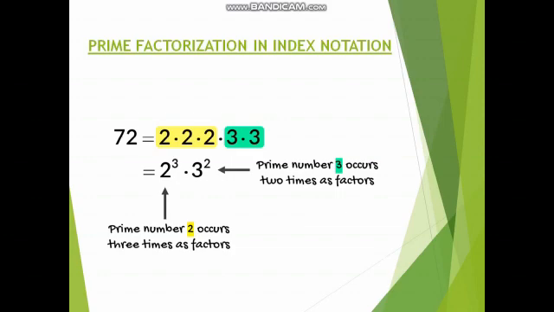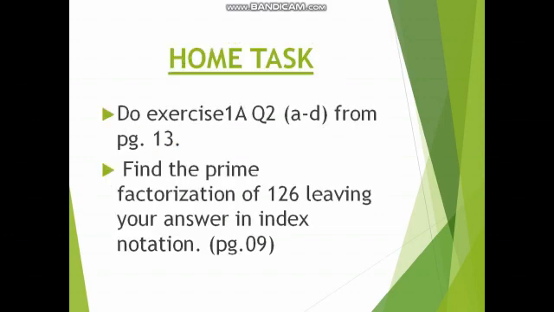So the prime number 3 occurs 2 times as a factor, and prime number 2 occurs 3 times as a factor. You can write it in detail, and you can do Exercise 1A, question number 2, parts A to D, to practice these questions. You can find the prime factorization of 126, leaving your answer in index notation. You can use both ways together: first of all you find the prime factorization, and then you show that in index notation. That's all for today.